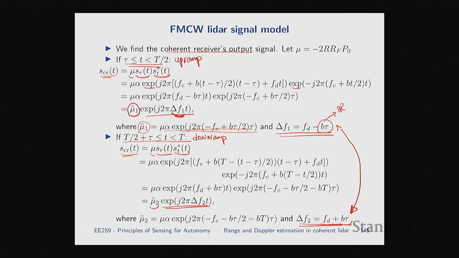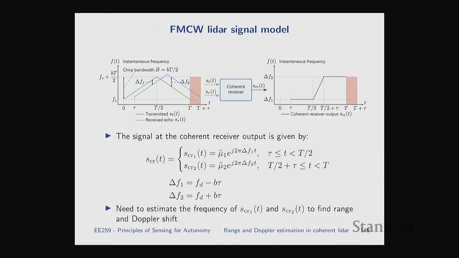Okay, so now we have the full received signal model. Again, let's look at it graphically. The math was a bit dense, but this is the same picture we had, the transmitted and the received signals. They get fed into the coherent receiver, and this SCR of t that you get out, if we look at the instantaneous frequency of that signal, it's equal to some value delta f1 between tau and t over 2. That's the first part. Let's call that SCR1 of t. So that's just mu1 e to the j 2 pi delta f1 t between tau and t over 2.